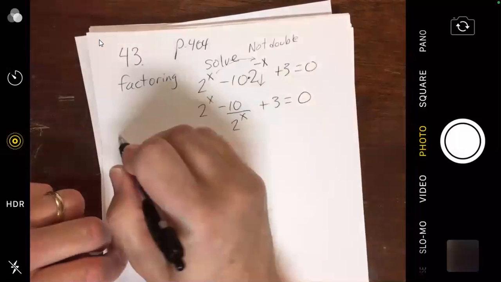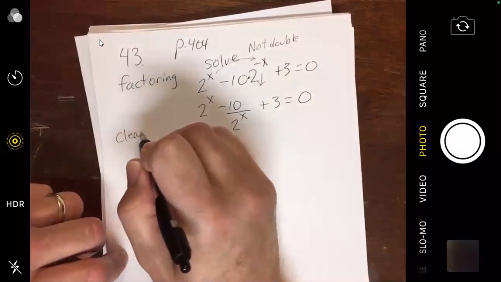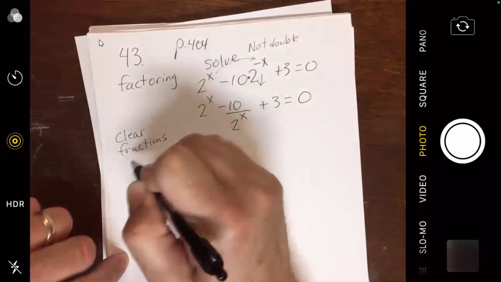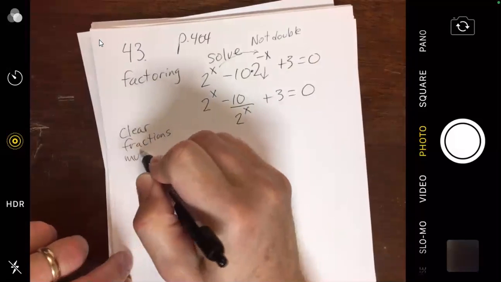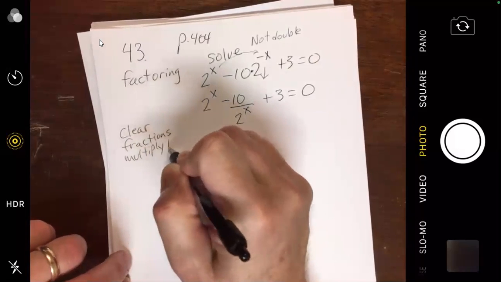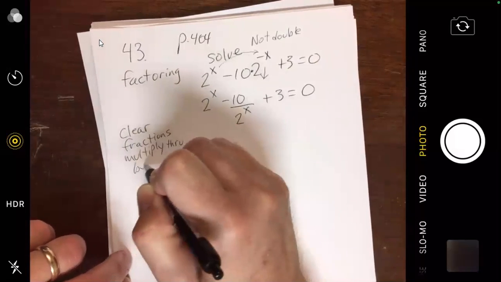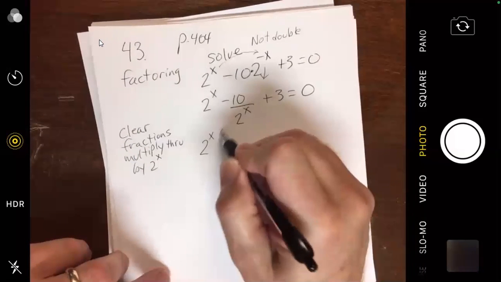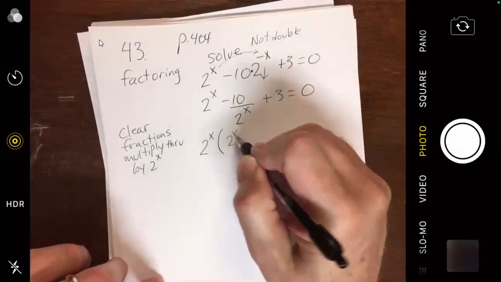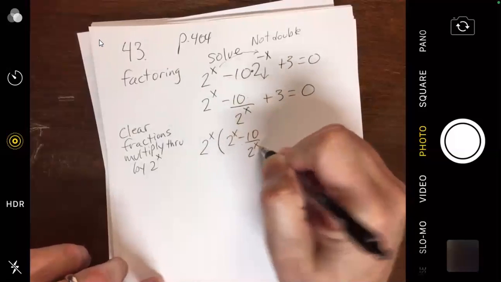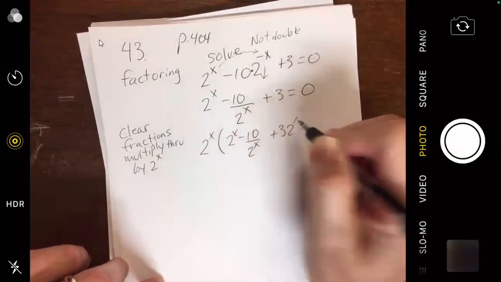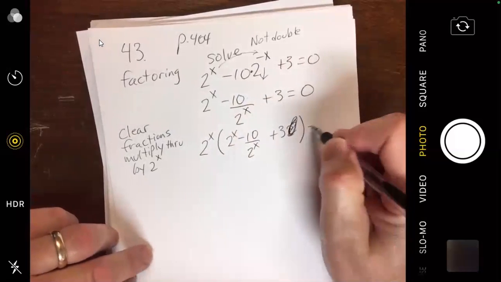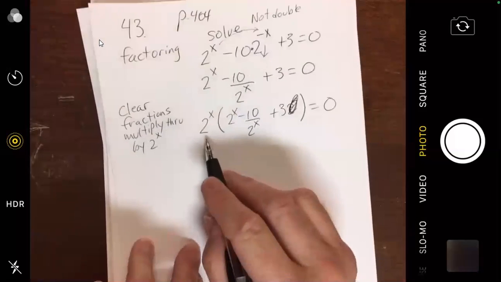All right, now we're going to clear the fractions. Multiply through by 2 to the x. I'll do a big distributive property. 2 to the x, minus 10 over 2 to the x, add 3, 2 to the x, close, and then equals 0. Yeah, the 2 to the x is still factored out.